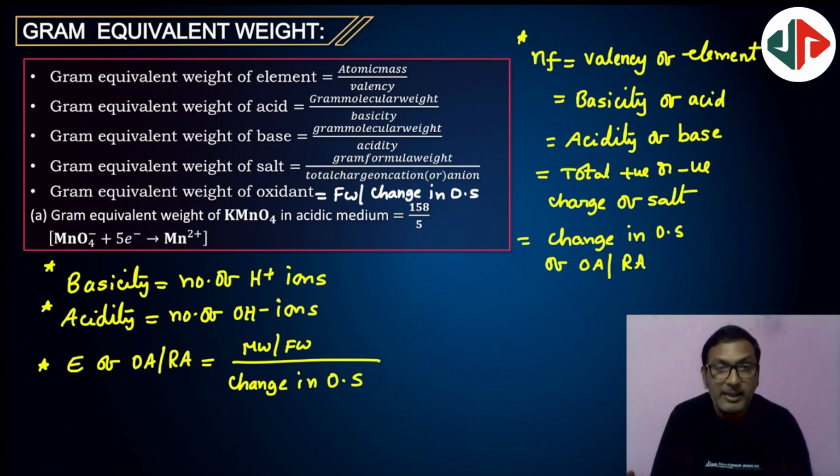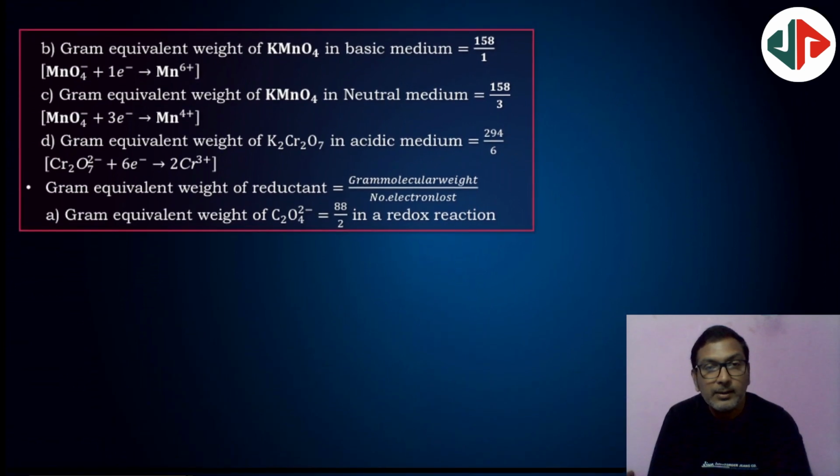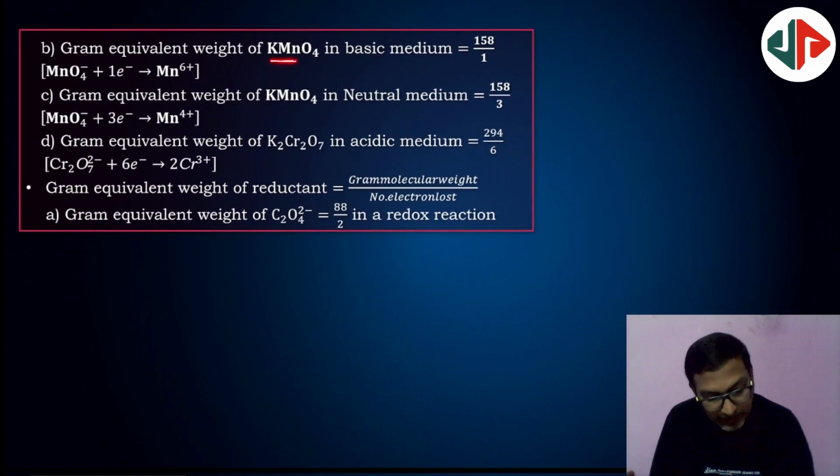So equivalent weight of KMnO4 in acidic medium: MnO4 minus changes to Mn2+. So Mn oxidation state +7, here +2. Therefore change is 7 minus 2, 5. Molecular weight is 158. Next, gram equivalent weight of permanganate in basic medium. In basic medium it changes MnO4 minus to Mn6+, MnO4 2 minus. Here MnO4 minus means +7, +7 to +6. 7 minus 6, 1. Therefore n factor 1.